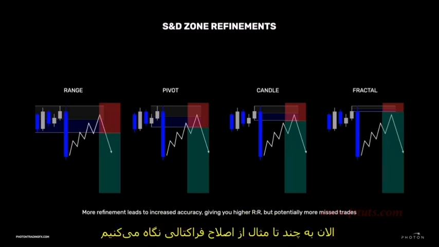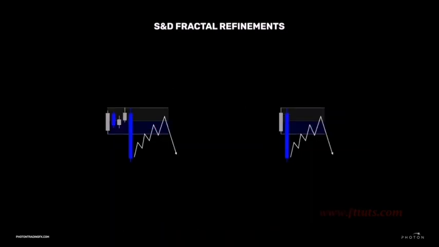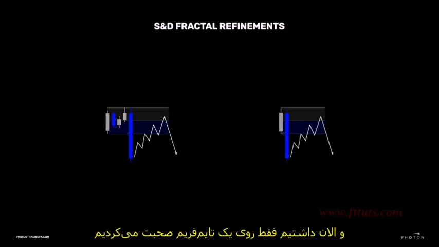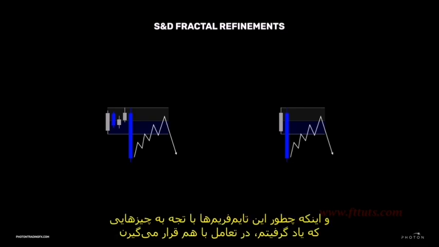So now what we're going to do is look at a few more examples of fractal refinements that we can use as valid zones within the market. So we have range created supply and pivot created supply, right? And we've been thinking about things so far just in terms of one single time frame. But now I want you to start thinking about multiple time frames and how these different time frames will be interacting together, as we flick through those different time frames.